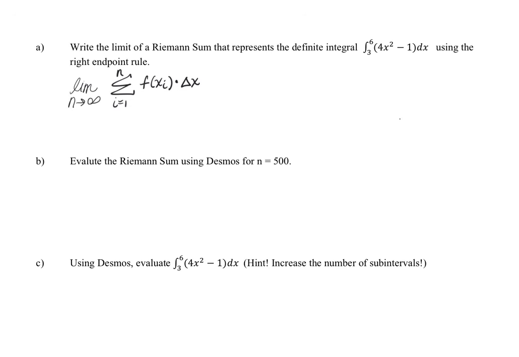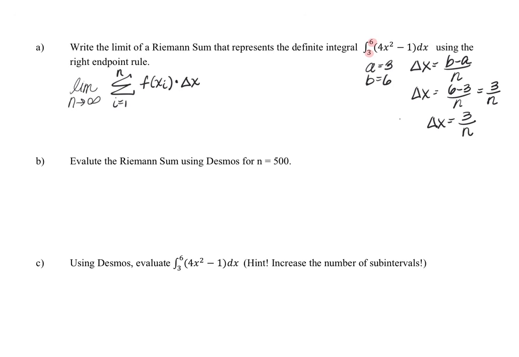So for this specific problem, we are integrating from 3 to 6. So we have our a and our b. So a is equal to 3, b is equal to 6. So when we compute our delta x using b minus a divided by n, delta x in this case will be 6 minus 3 divided by n, which gives us 3 divided by n. So our delta x will be 3 divided by n for this particular integral.